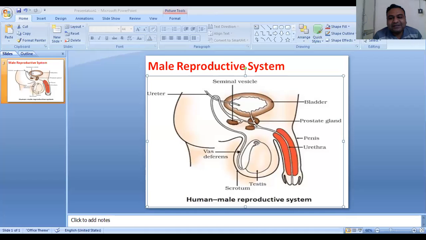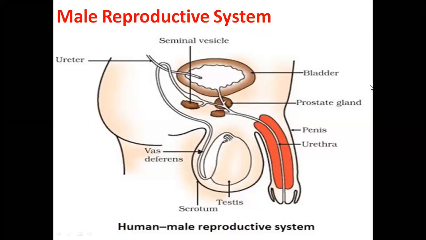I'm sharing the screen with you, by which you can understand in detail about the male reproductive system. In this picture, the male reproductive system contains all these organs. This is a pair of testes. This is the scrotum. This is the vas deferens, ureter, seminal vesicle, bladder, what we call the urinary bladder, prostate gland, penis, urethra, and urinary opening. These all parts are there in the male reproductive system.